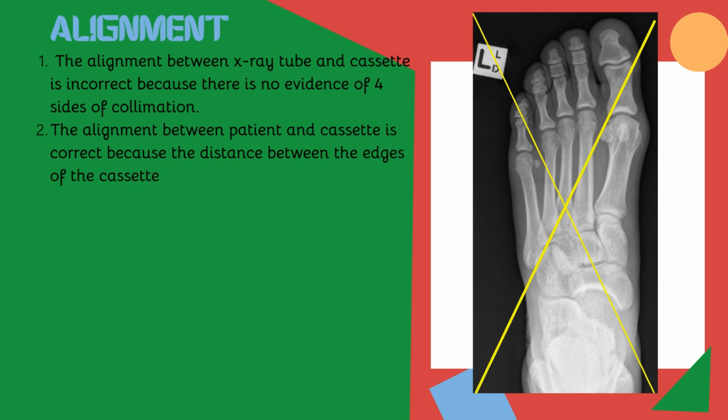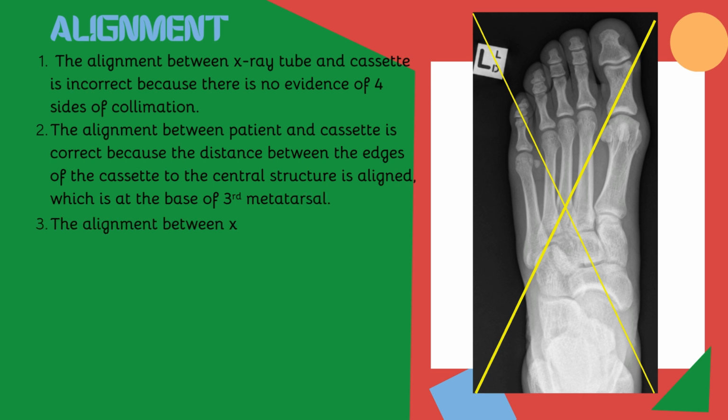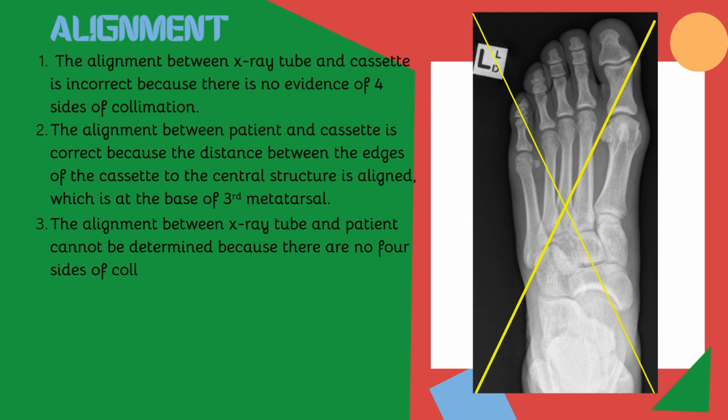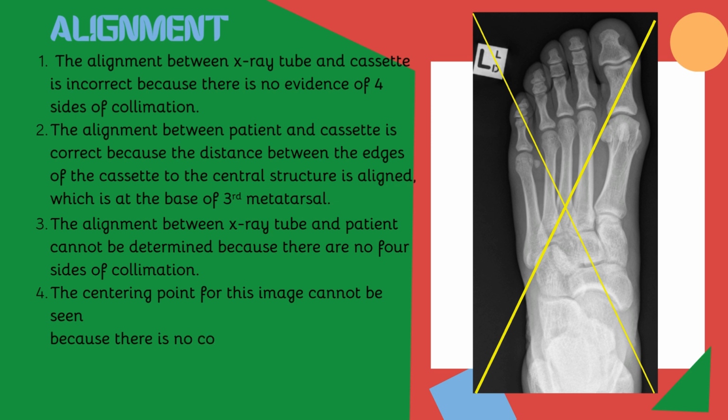First, the alignment between X-ray tube and cassette is incorrect because there is no evidence of 4 sides of collimation. Next, the alignment between patient and cassette is correct because the distance between the edges of the cassette, which is shown by yellow line, to the central structure is aligned, which is at the base of the 3rd metatarsal. The alignment between X-ray tube and patient cannot be determined because there are no 4 sides of collimation. The centering point for this image cannot be seen because there is no collimation border for this image. Last, the standard centering point is at the base of the 3rd metatarsal.